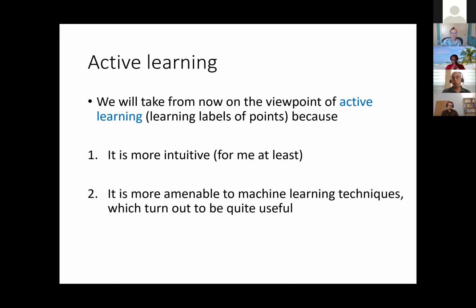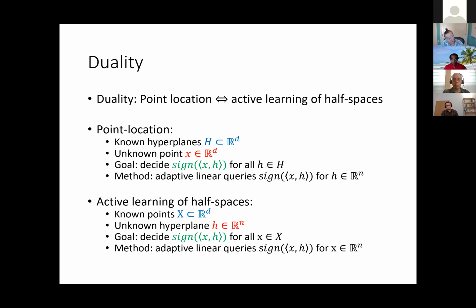And in this talk, I'm going to focus on the second viewpoint, this active learning viewpoint, because first of all, I think it's more intuitive, at least for me. And also it's more amenable to machine learning techniques, which are going to be useful here. So we're going to take this second viewpoint. And let's see, what can we do? How can we hope to beat this naive bound? Also here, if you go to this active learning viewpoint, the naive thing to do would be to just try to label all my data points. Take all my data points and just label all of them. But that's going to be naive. So we'll try to do better.